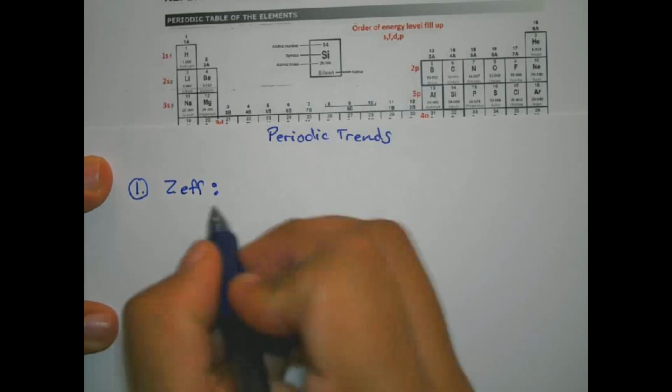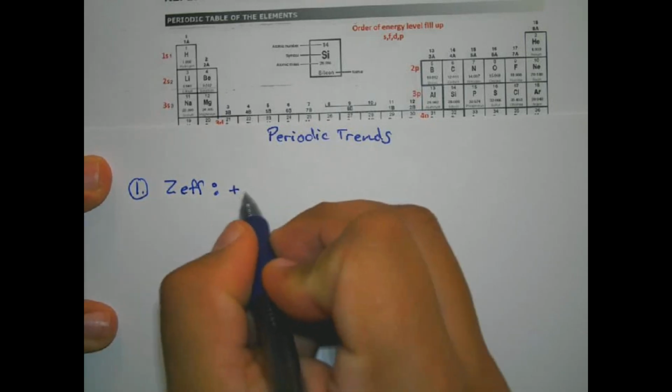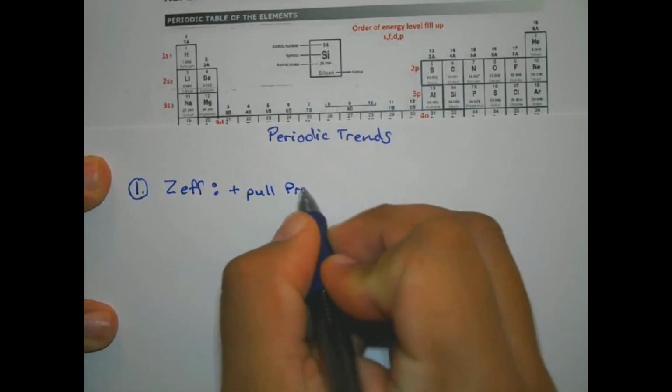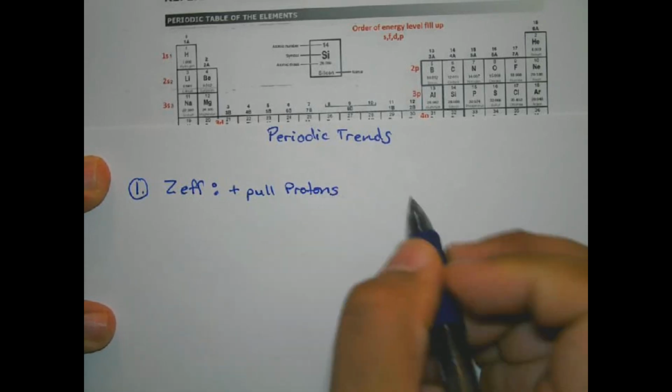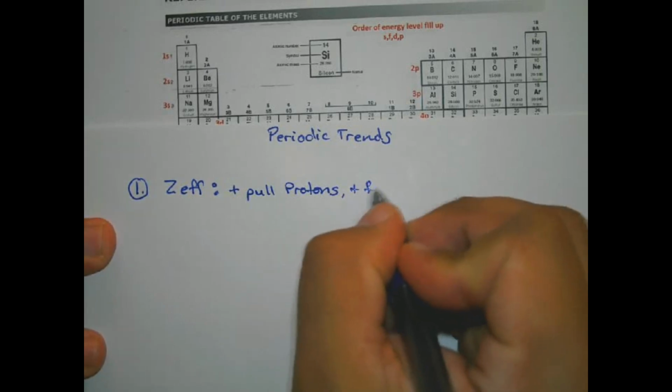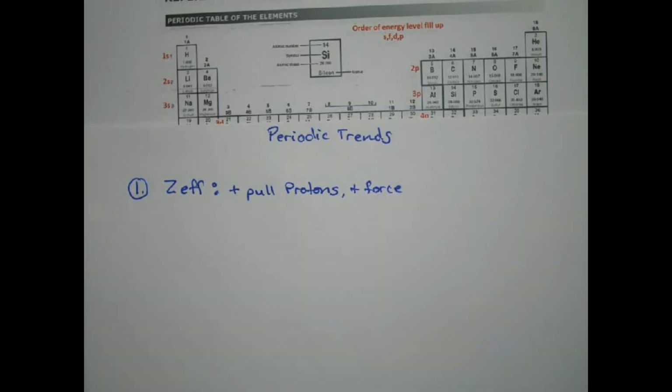Well, what is the Zeff? That is the positive pull from the protons. There's this positive force, I'm going to write that too: it's a positive force from the protons. Now, just like anything, if I have more protons, then I have more of this positive pull from the protons, right? So let me give you an example here.